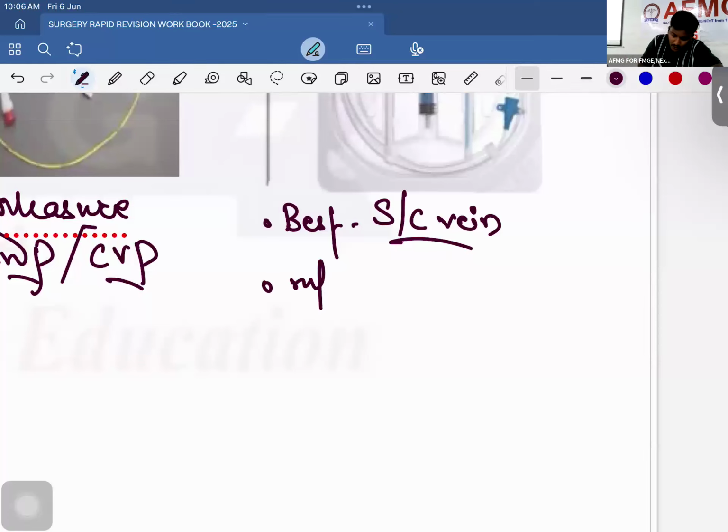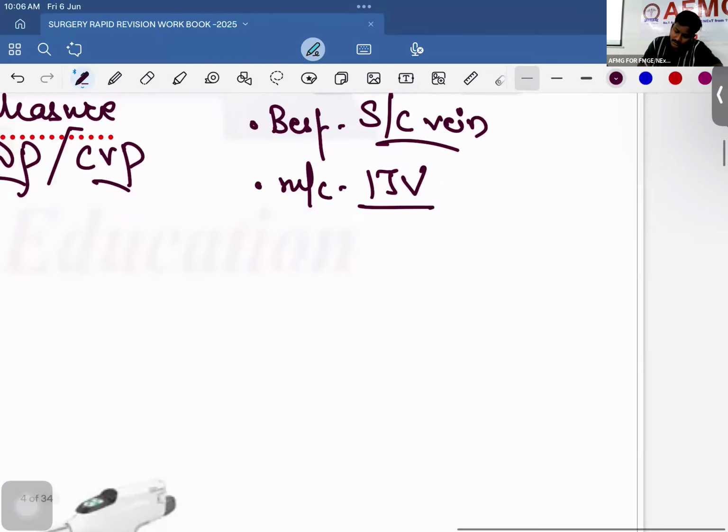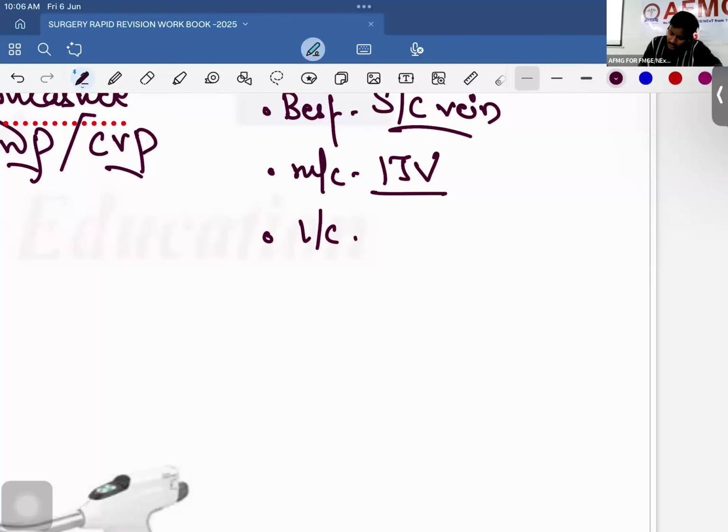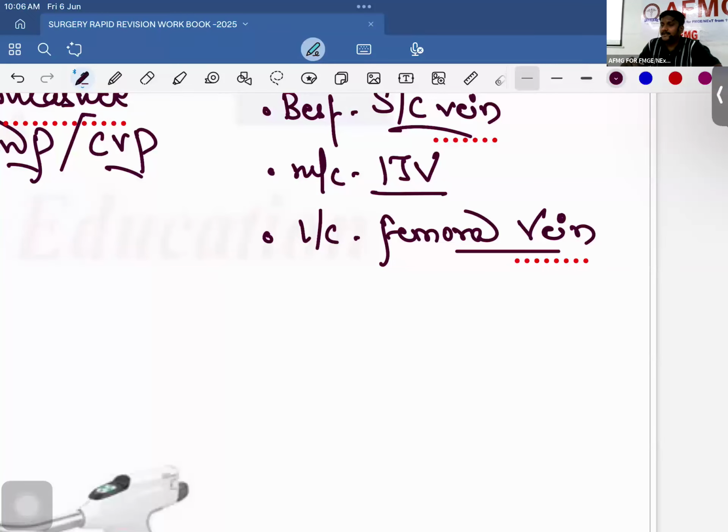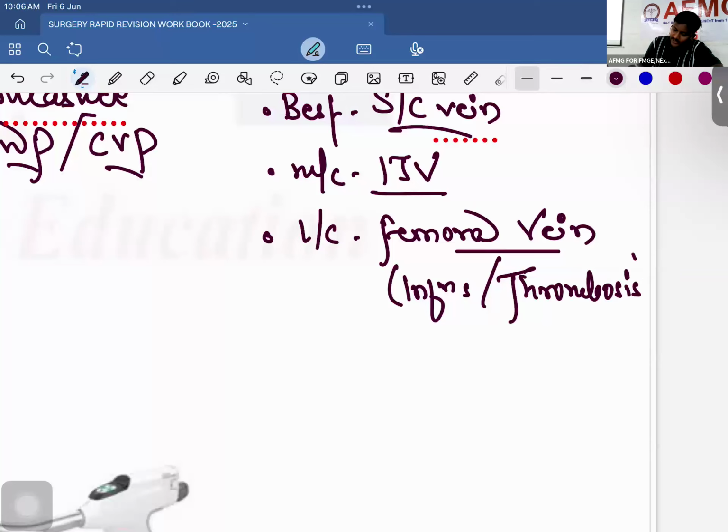Next, which is the most common site for insertion of the central line? Very good. IJV, that is the internal jugular vein, is considered the most common site for insertion of the central line. And which is the least common site? The least common site preferred for central line insertion is the femoral vein. Now, tell me why the femoral vein is considered the least common site. It is due to the risk of infections and thrombosis. The highest risk of infection and thrombosis is associated with inserting a central line in the femoral vein beta. That is important.